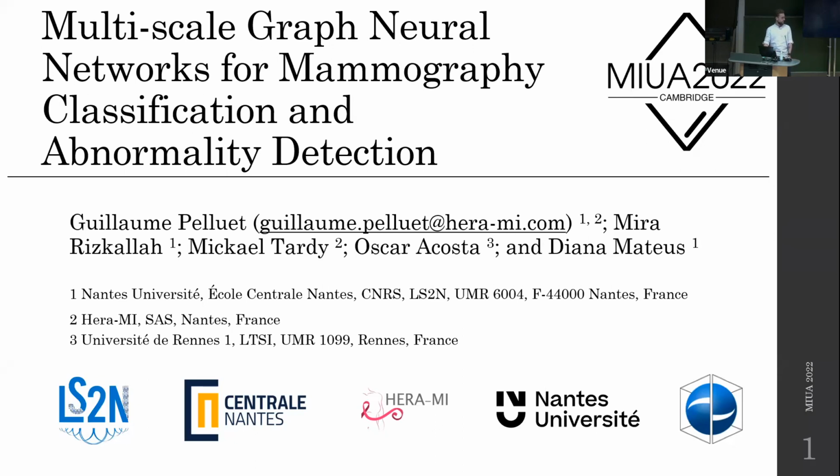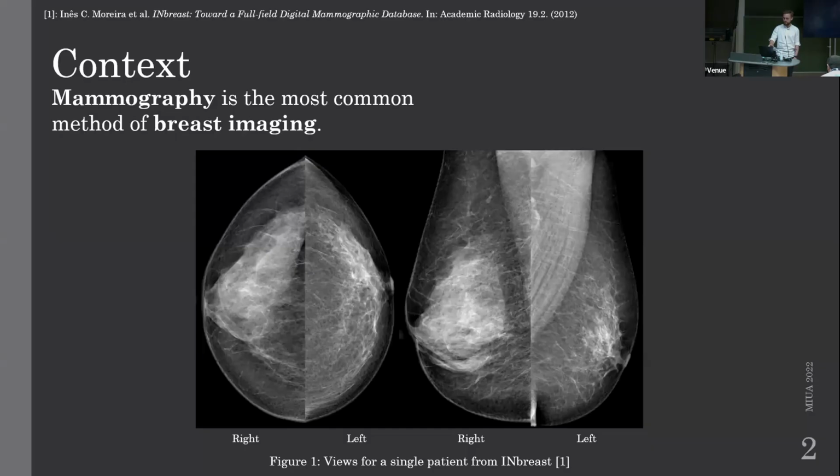So my name is Guillaume Pelouet, and I am a PhD student at the University of Nantes in France, with the company named Erami. And our work is entitled Multiscale Graph Neural Networks for Mammography Classification and Abnormality Detection.